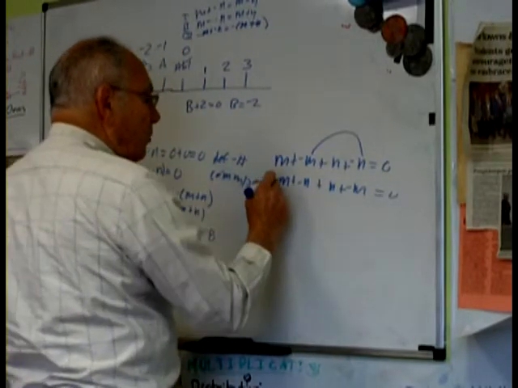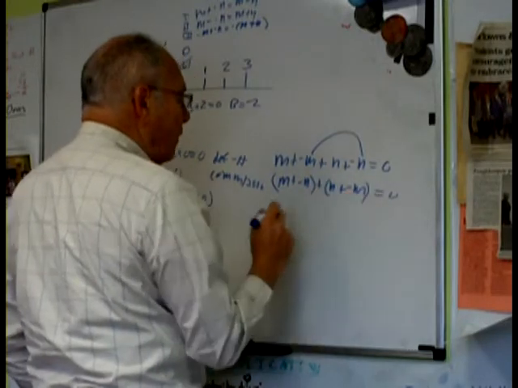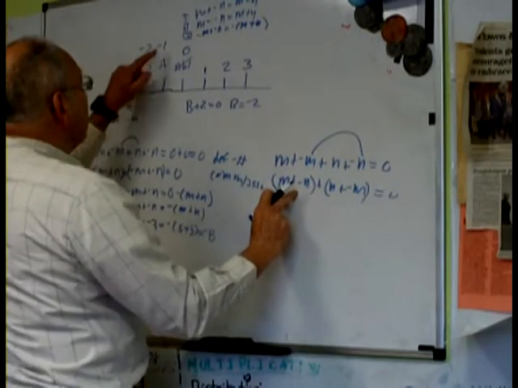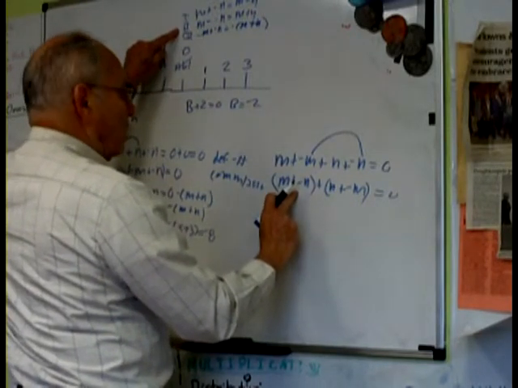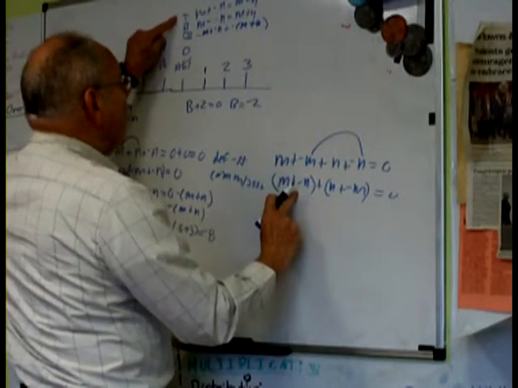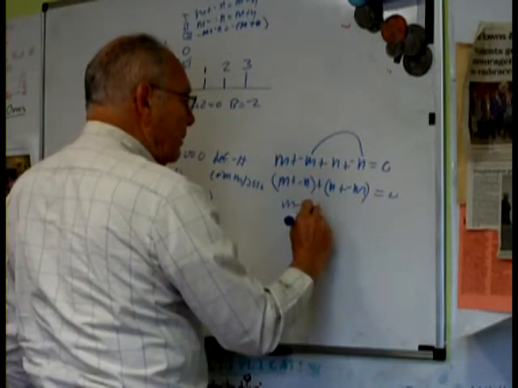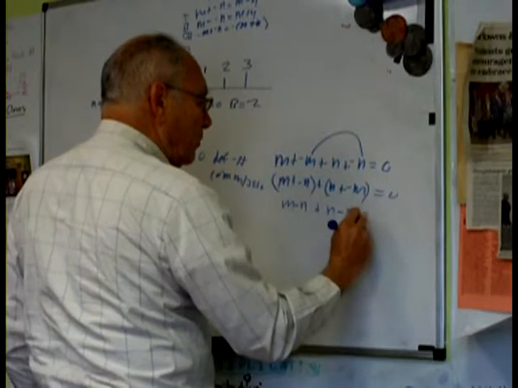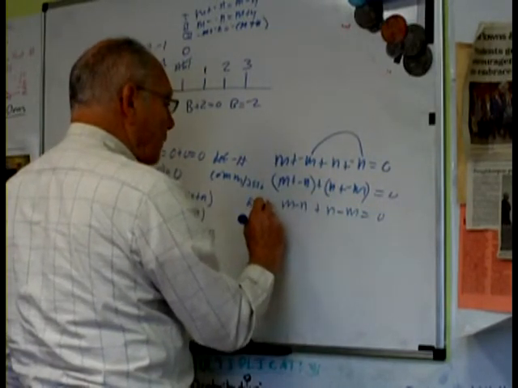Okay? And what we will do is we will associate these as we did before, but now we look at rule number 1, which says this can be replaced by m minus n plus n minus m equals 0. So this is rule number 1.